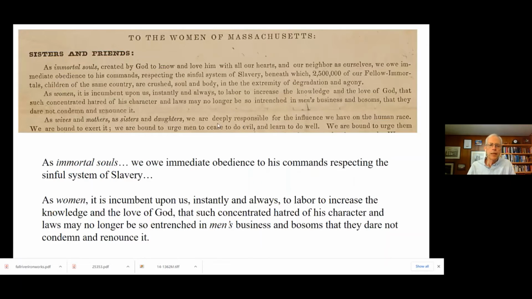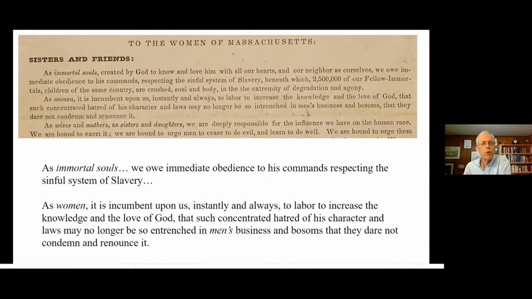And you see how it opens: "As immortal souls created by God to know him and love him with all our hearts, and our neighbors as ourselves, we owe immediate obedience to his commands respecting the sinful system of slavery beneath which 2.5 million of our fellow mortal children of the same country are crushed, soul and body, in the extremity of degradation and agony."